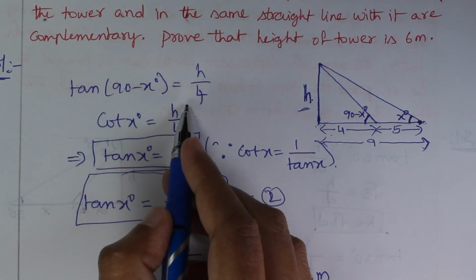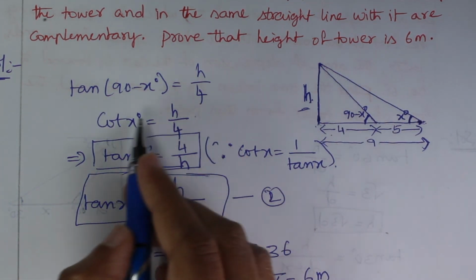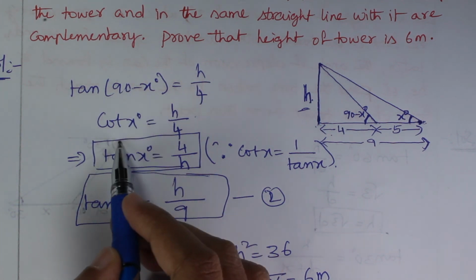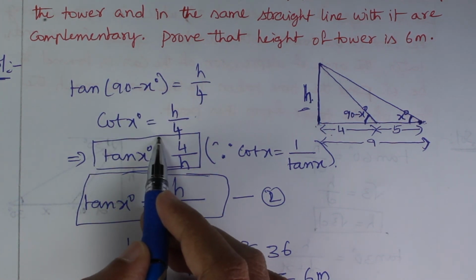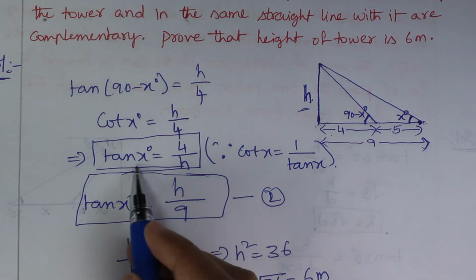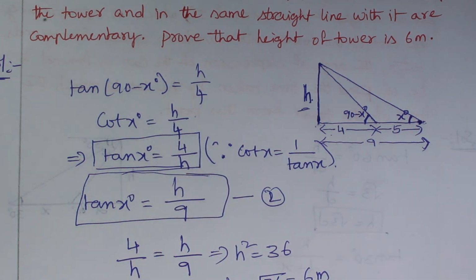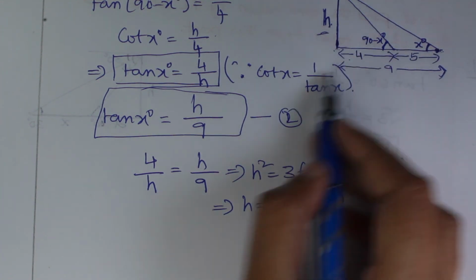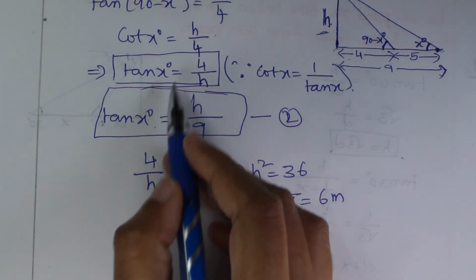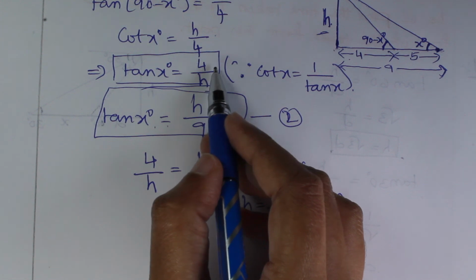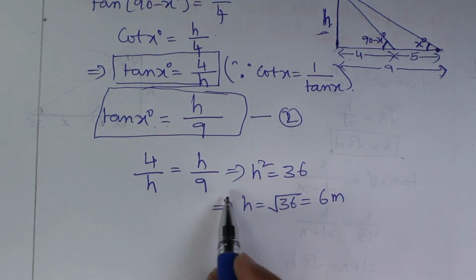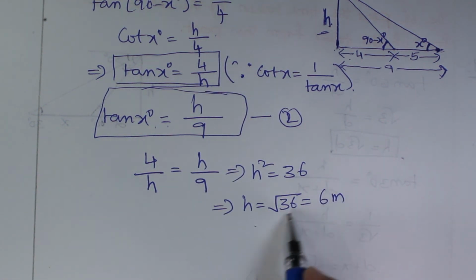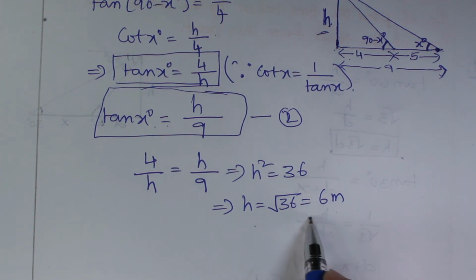So I have taken tan (90 minus x) is equal to h by 4. So tan (90 minus x) becomes cot x. Cot x is again the same as 1 by tan x. So tan x becomes 4 by h. Now tan x degrees in the second triangle becomes h by 9. So in both cases tan x is equal, right? So 4 by h is equal to h by 9. That implies h square is equal to 36. h is equal to square root of 36, that is equal to 6 meters. Hope this is clear for you.